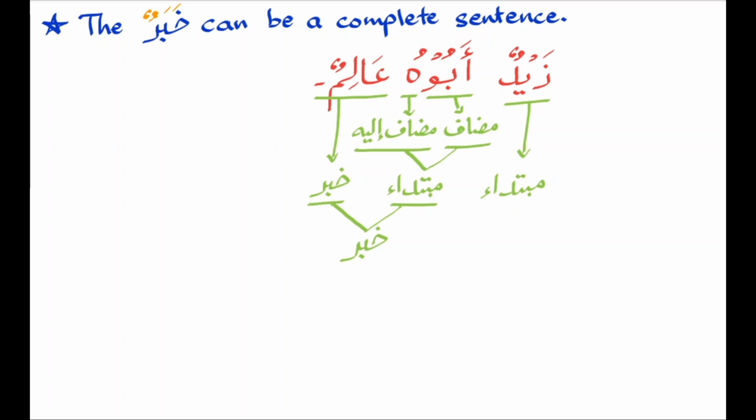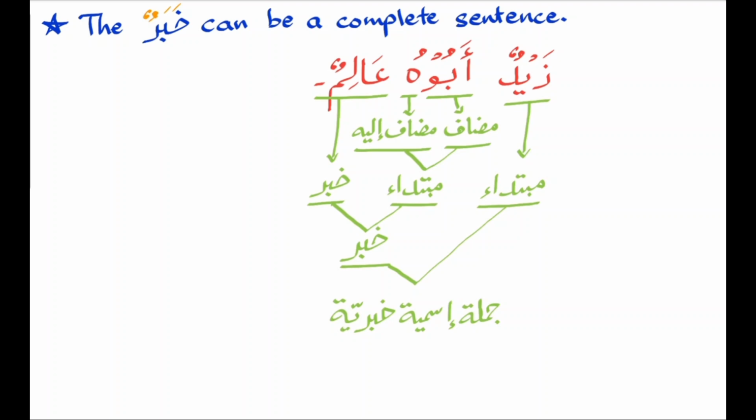So there you have it. Zayd is mubtada, abuhu alimun is the khabar. But abuhu alimun in itself is a complete sentence. That's what I was saying. The khabar itself can sometimes be a complete sentence. And finally, when you join the mubtada and the khabar, they become jumla ismiya khabariya.